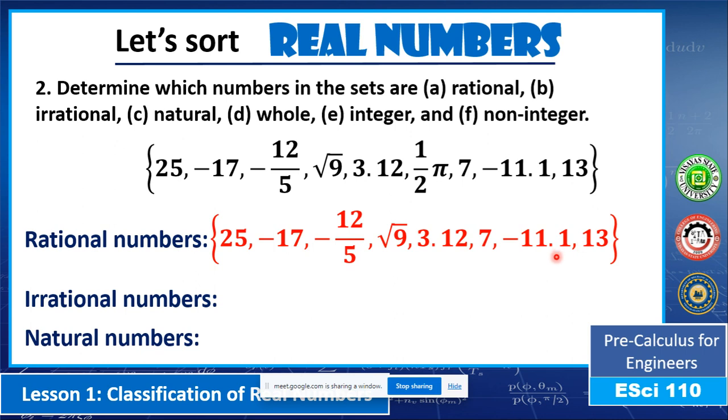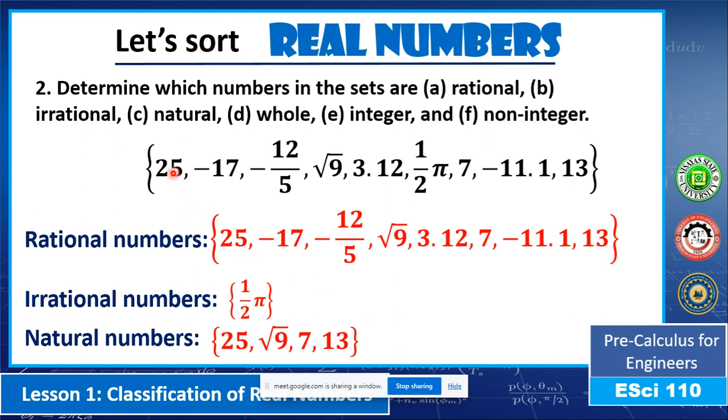So how about irrational numbers? I already discussed it to you. We only have one element, which is 1/2 of pi. So this is the only irrational number in our set of real numbers. How about natural numbers? You can base it directly on the elements that you can find in this set of rational numbers. You can base it on the rational numbers, since that already excludes the irrational number. So for our natural numbers, we have 25.